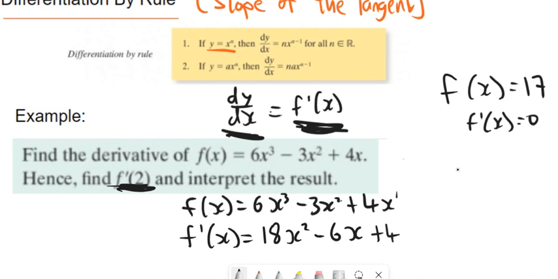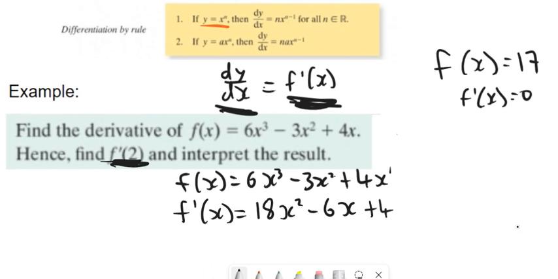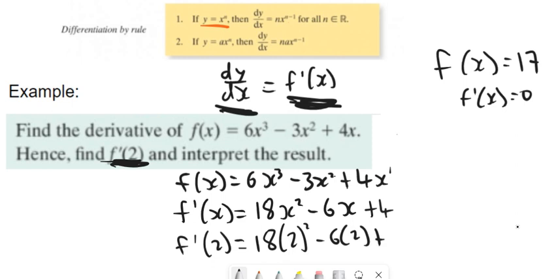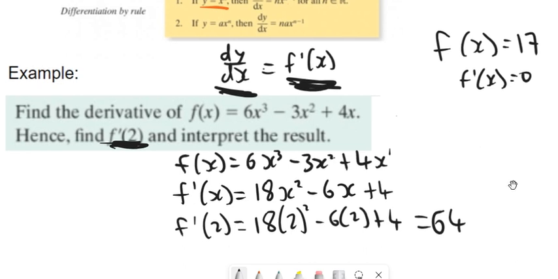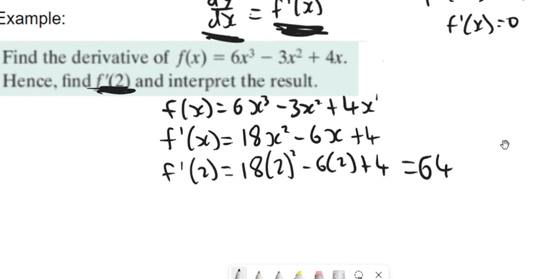So that's my answer, and now it's asking us for f dash 2, so I'm just going to put a 2 in instead and see what it is. So this is when the curve is at 2, then what's the slope of the tangent at 2, for example. Right, so put in a 2, so 18 times 2 squared minus 6 times 2 plus 4, and just use the calculator, and you should get 64 there. So that's the answer. So, a simple enough process.